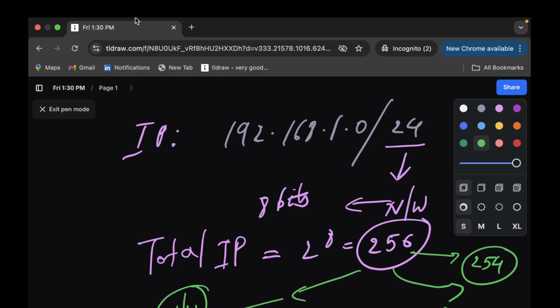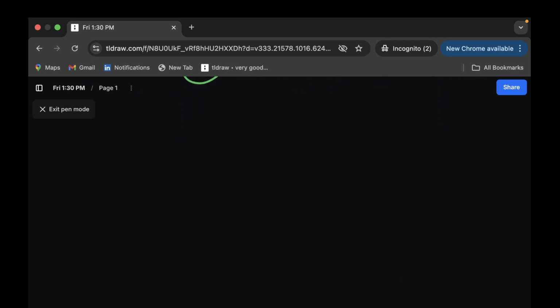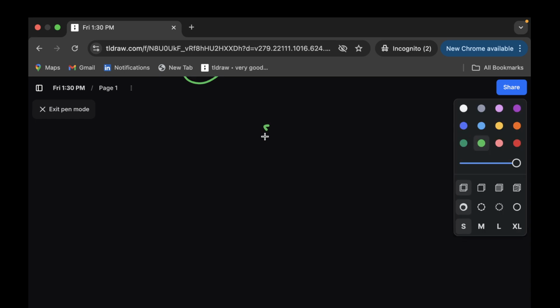Okay, now we decide how many subnets we need. So I said we are having 254 IP addresses, and then we decide the IP addresses. If I want 4 subnets, then how many bits do we have to borrow? So it's going to be 2 power n.